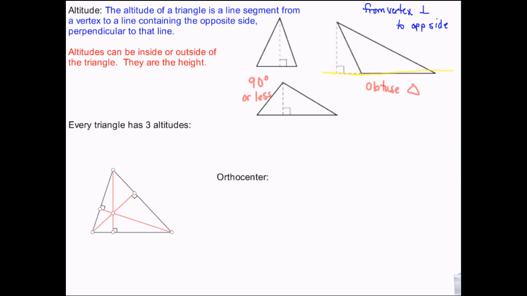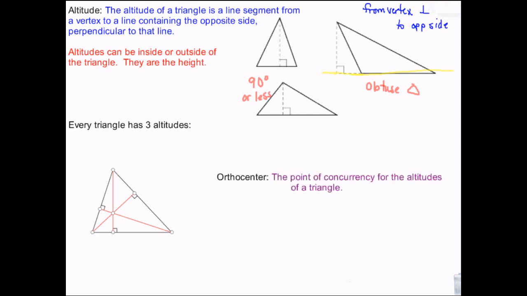Every triangle has 3 altitudes. Just like every triangle has 3 medians, every triangle has 3 perpendicular bisectors, every triangle has 3 angle bisectors. We all have 3 altitudes as well. And the orthocenter is where those altitudes meet.